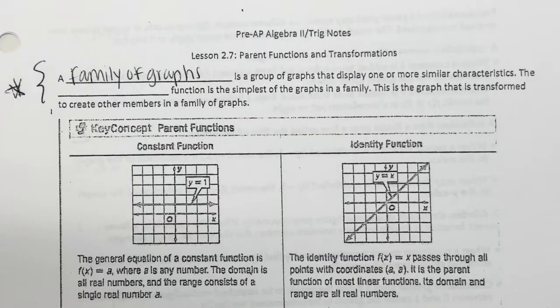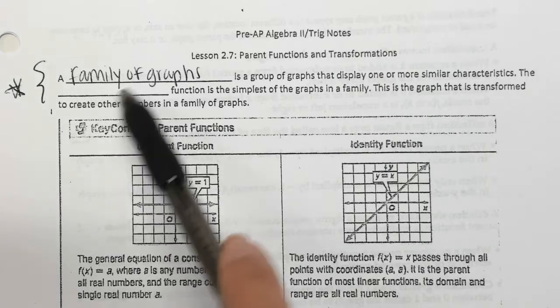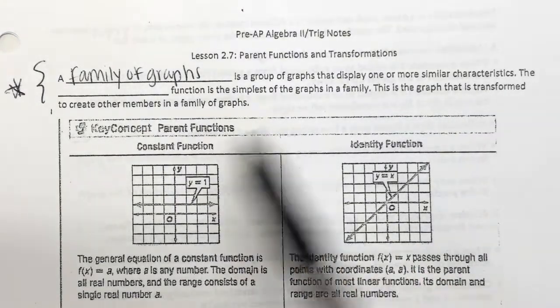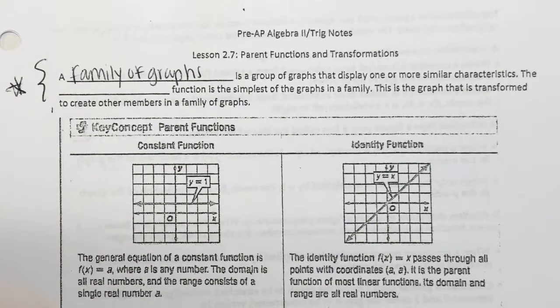So a family of graphs is a group of graphs that display one or more similar characteristics. That should be easy to remember, because doesn't your family members usually share some characteristics? Maybe they look alike or act the same. So think family, similar characteristics. Family graphs have one or more similar characteristics.